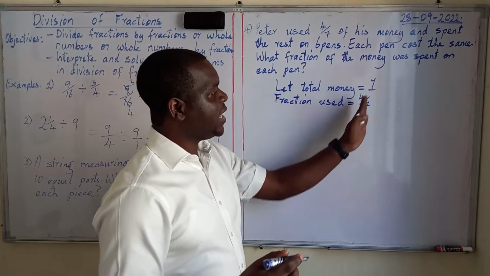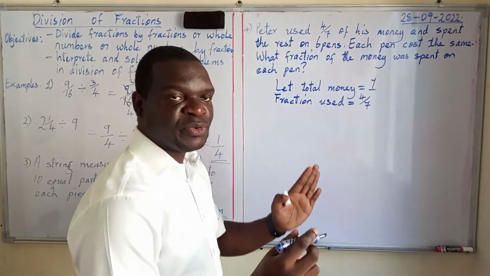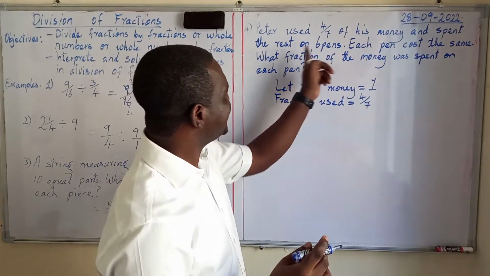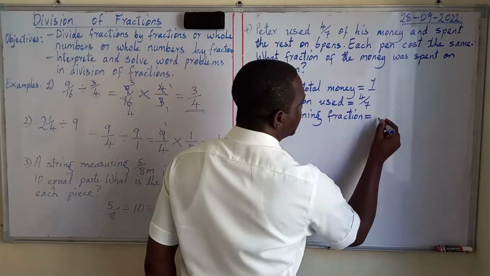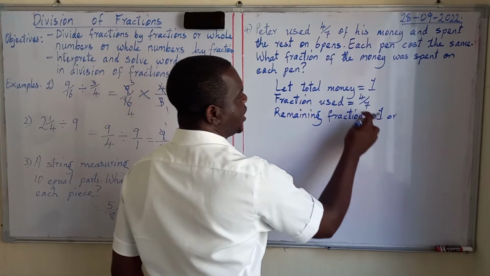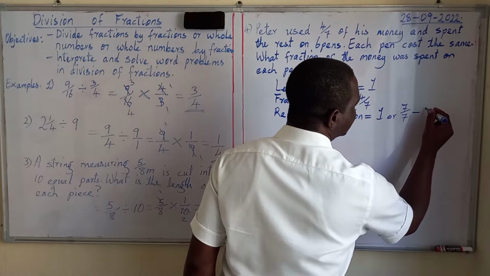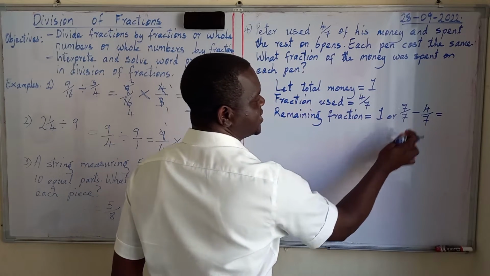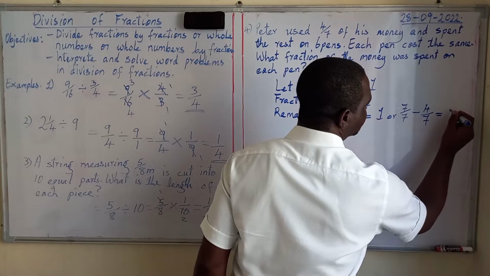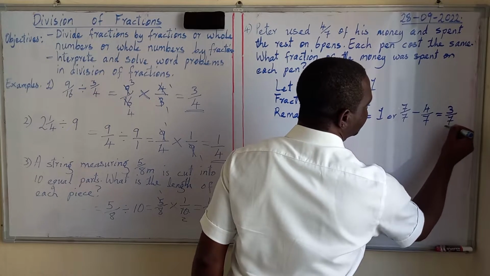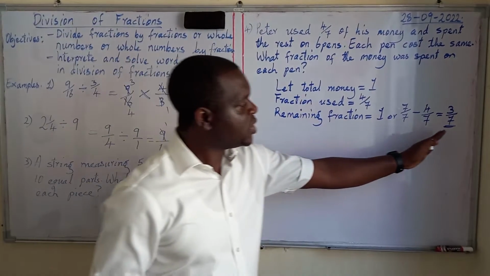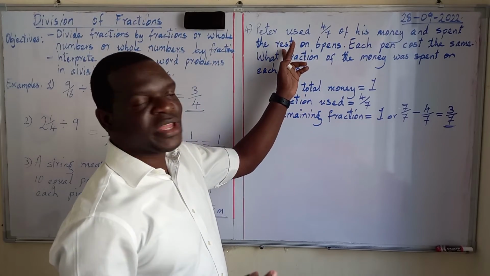If you had a whole and used this fraction, then we can find the remaining fraction to be 1, or the same as 7 over 7 minus 4 all over 7. And of course, when denominators are the same, we just subtract the numerators, which will give us 3 over 7. So this is what was left, or the rest that they're talking about here.